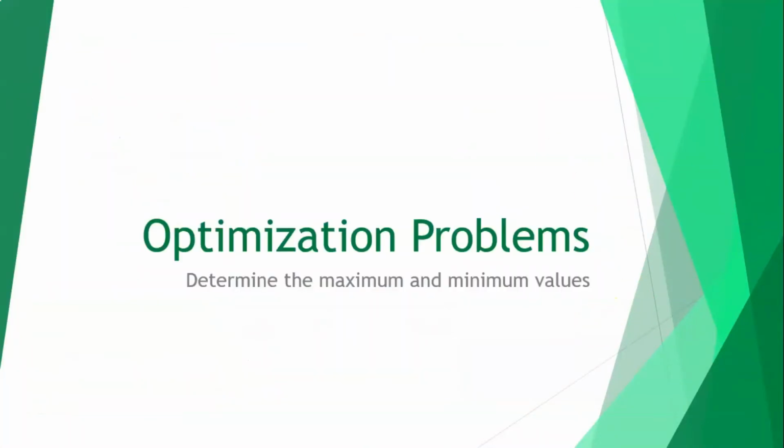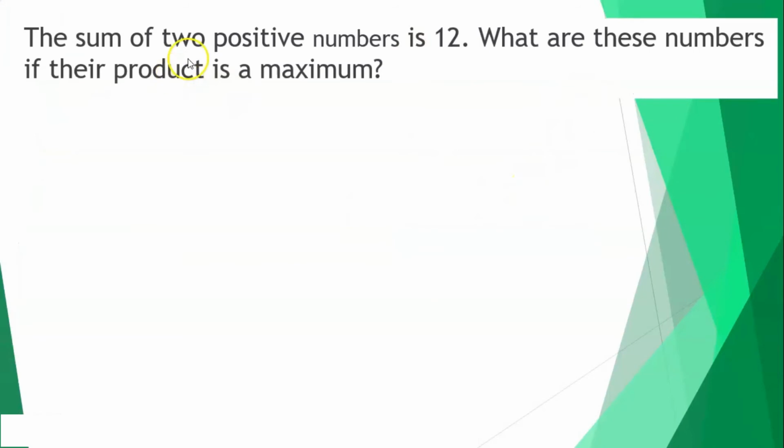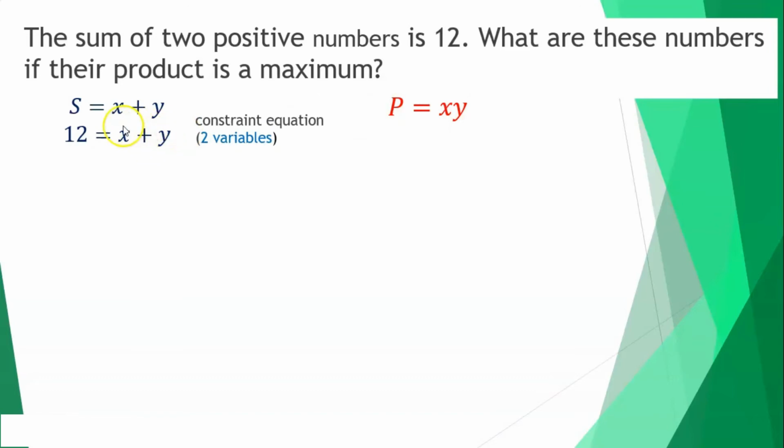Okay. Now, let's have these optimization problems. So let's have the first. The sum of two positive numbers is 12. What are these numbers if their product is a maximum? So take note of this. The first sentence, the sum of two positive numbers is 12. So that would be S equals x plus y, or that would be 12 because that is the sum of the two numbers. Now another one is their product is a maximum. So with that, the product is x times y. Now take note here, this one here is considered as the constraint equation.